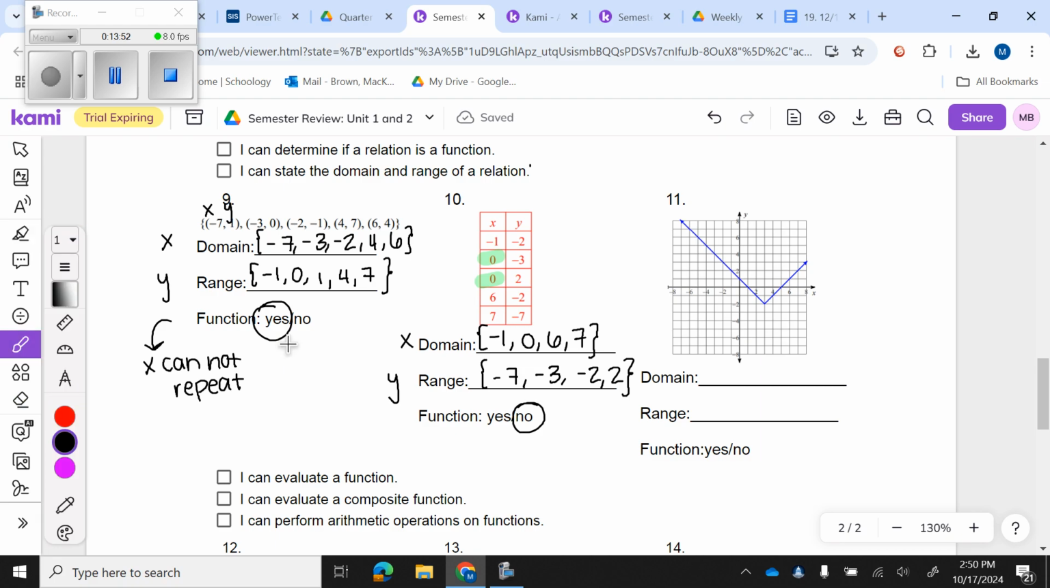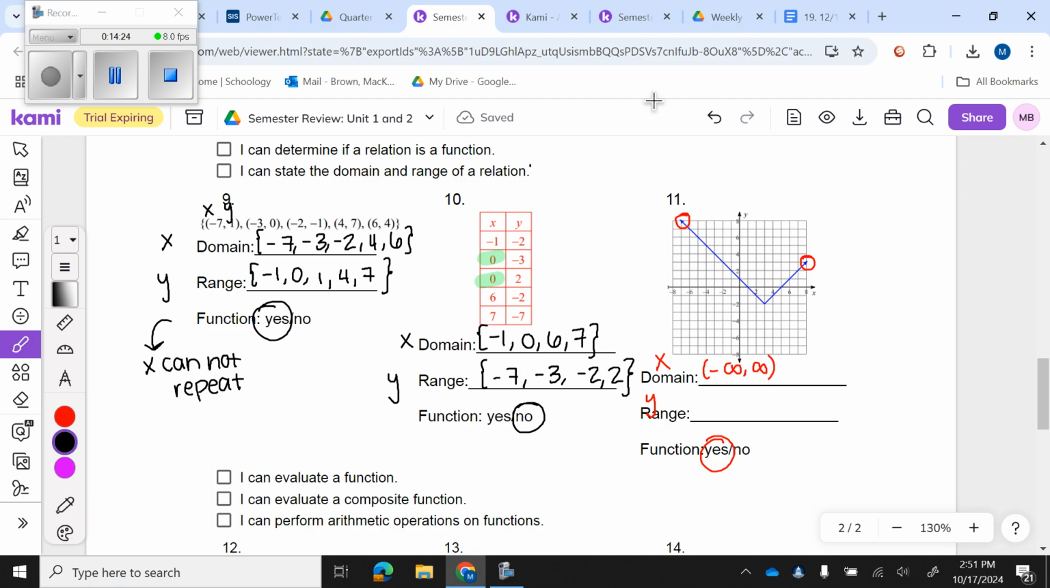All right, on number 11, let's start by figuring out if it's a function or not. Remember, we're going to draw a vertical line through it. It only passes it once, so yes, that's a function. And now I have to talk about my domain and range. Remember, your domain is x and your range is y. So I'm going to come along this x-axis. There are arrows on it, and I know if this is a V, it's an absolute value graph, which means that my domain is always going to be negative infinity to positive infinity.